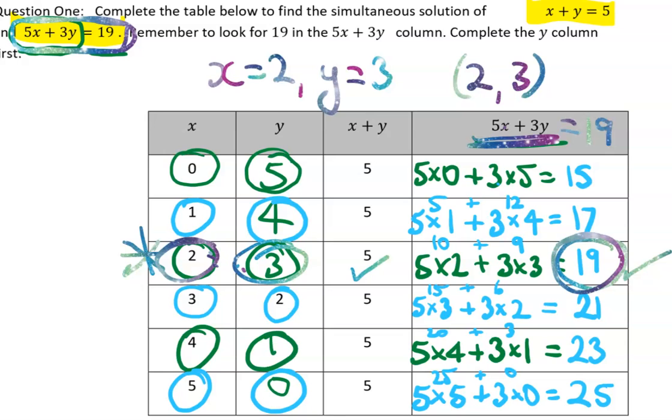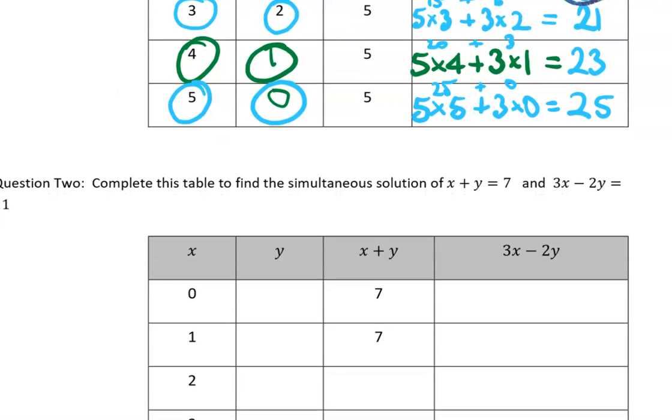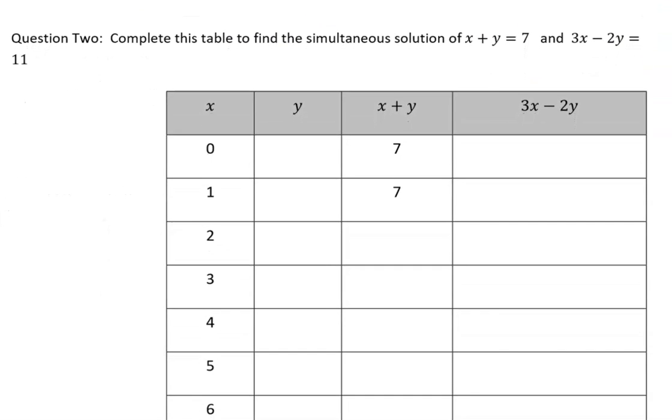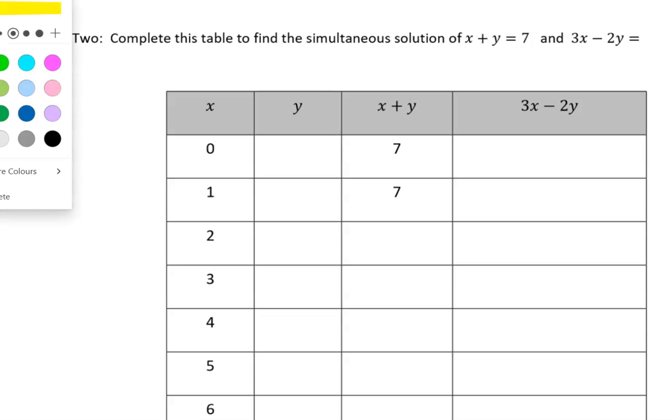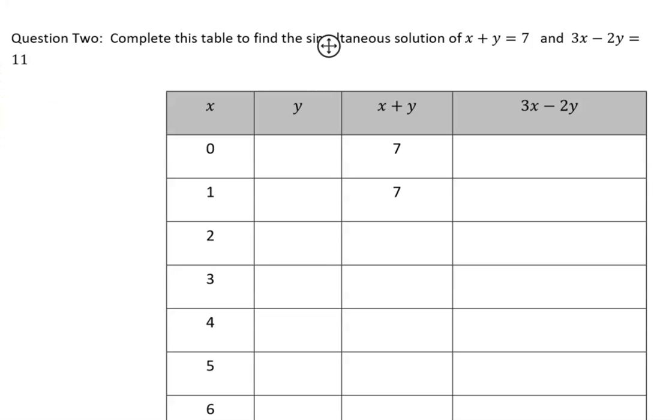All right, let's do question number 2. Question number 2, we've got 2 more equations this time. Here they are, x plus y equals 7 and 3x minus 2y equals 11. All right, I might just write the 11 over here. 11, there we go. Okay, so we've got x plus y is 7 and 3x minus 2y is 11.